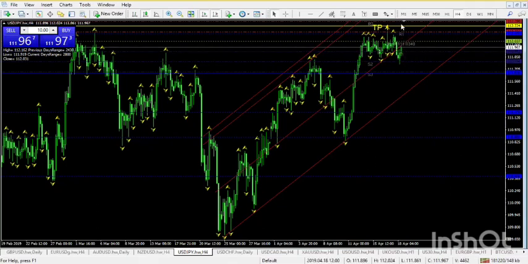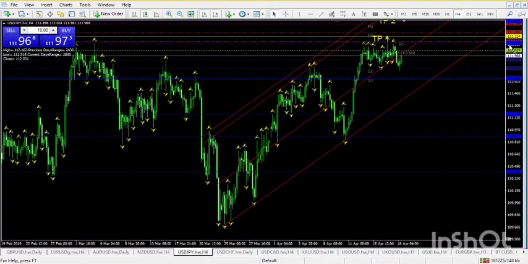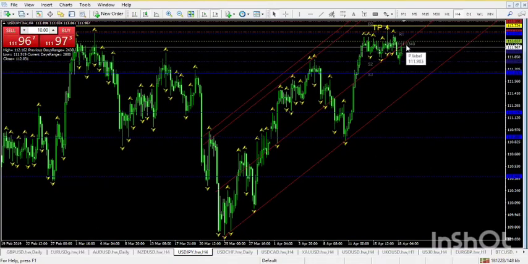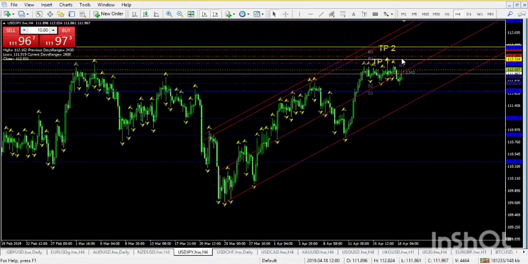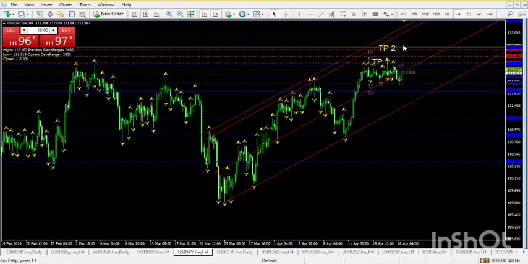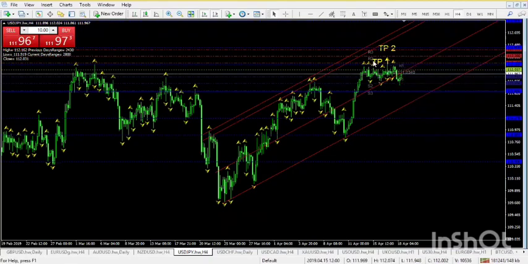So if the price goes further than this wall here, it's going to go up. But if it doesn't break it, your price would be in this channel. If it goes up into the next channel, in that channel there, it's going to go up.